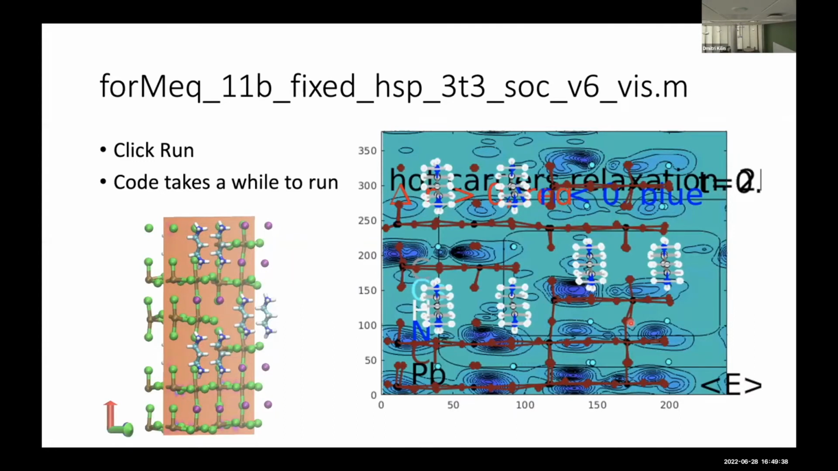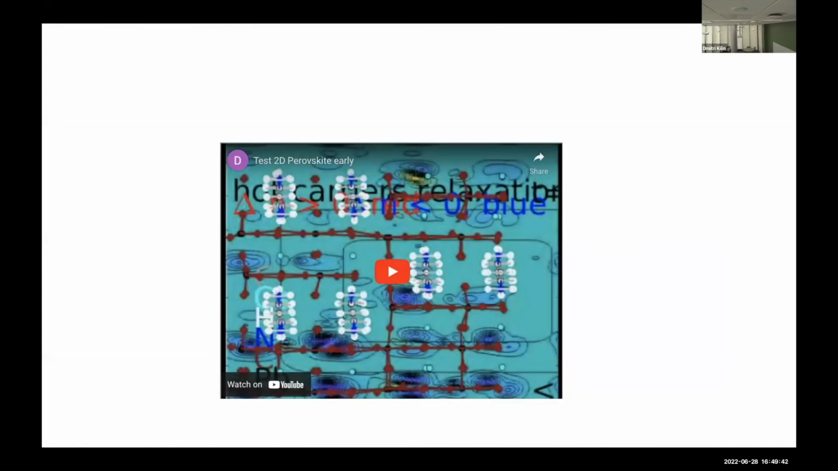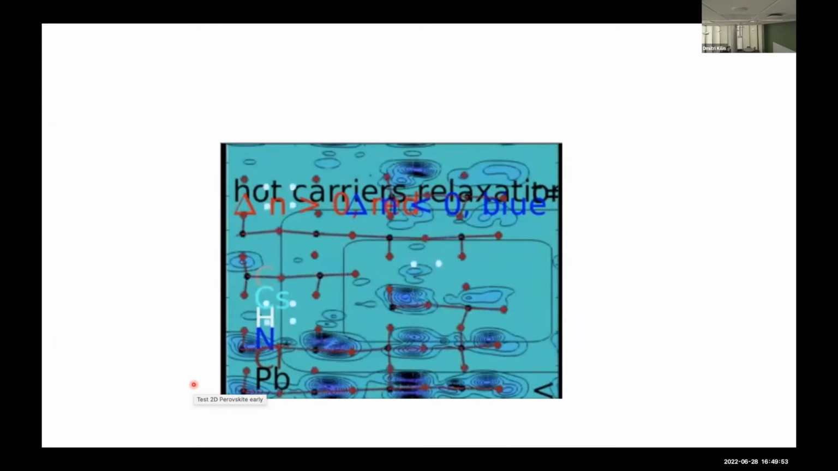So this is just a snapshot. It actually creates a video, and this was one of my more early attempts. So it has a bit of oddities going on. As you can see, it appears that the contour graph is actually moving and covering up atoms and uncovering atoms as it goes along.